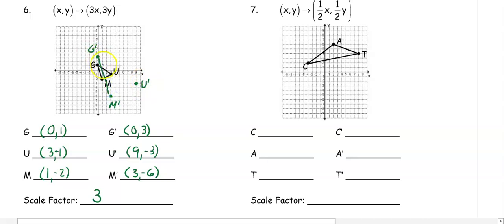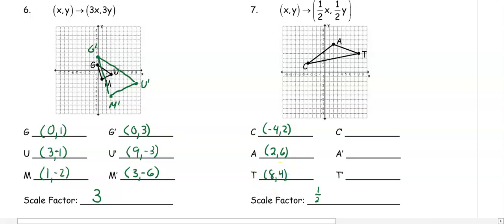So I've created my larger triangle, which should make sense that we got bigger because this was a scale factor of 3. Now, when I look at the other equation, we have x, y goes to 1/2 x, 1/2 y, which means our scale factor here is 1/2 because we are multiplying each coordinate by a half. So C is at -4, 2, A is at 2, 6, and T is at 8, 4.